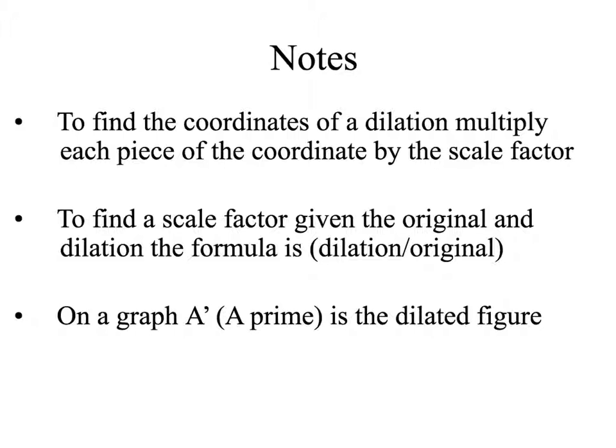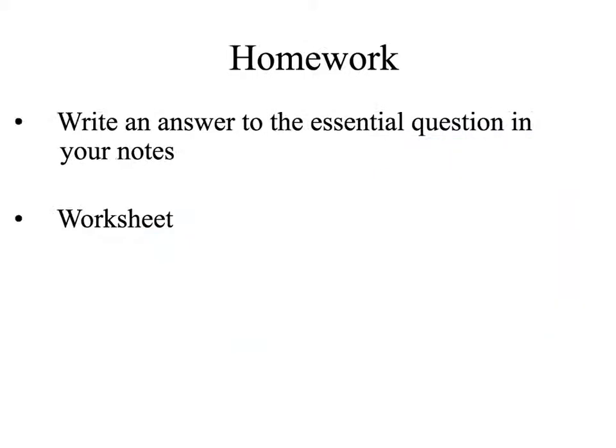Basically, these are just some things to remember at the very end. Dilation, we're going to be multiplying by that scale factor. To find the scale factor, our formula is dilation over original if we're going backwards. And on the graph, that prime figure, that's our new figure, our image, or our dilated figure.